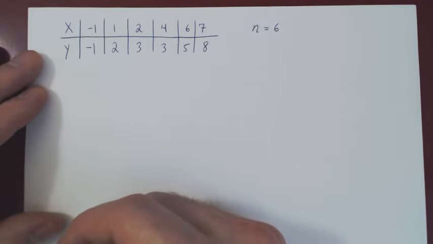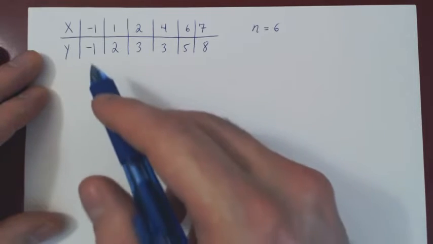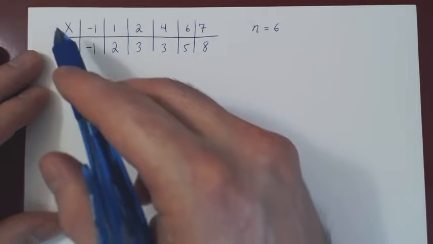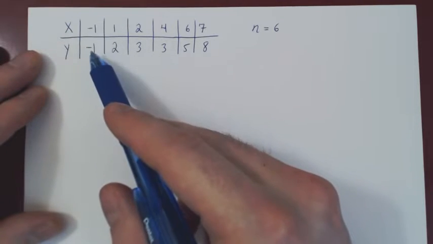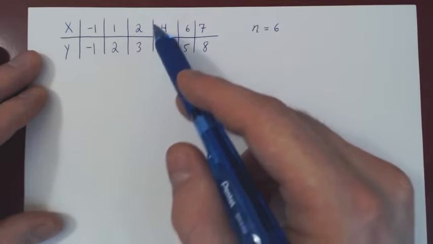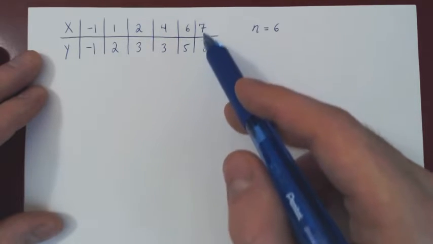Okay, so in this video, we will consider an example of linear regression and correlation given the following 6 pairs of data. So here we have two variables, x and y, and the following pairs. So negative 1, 1, 1, 2, 2, 3, 4, 3, 6, 5, and 7, 8.